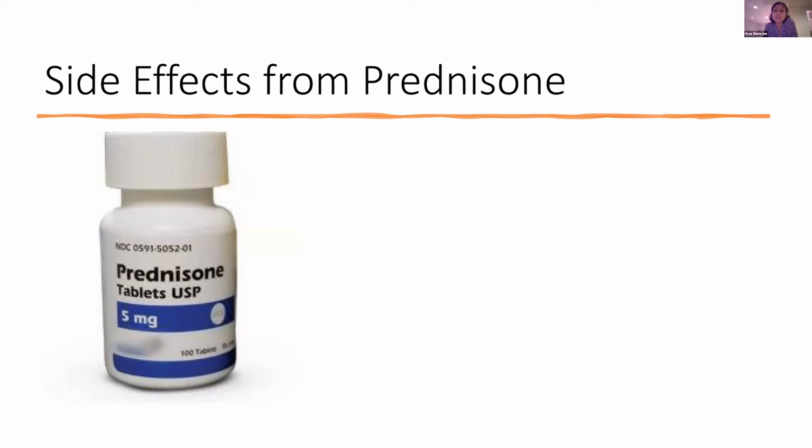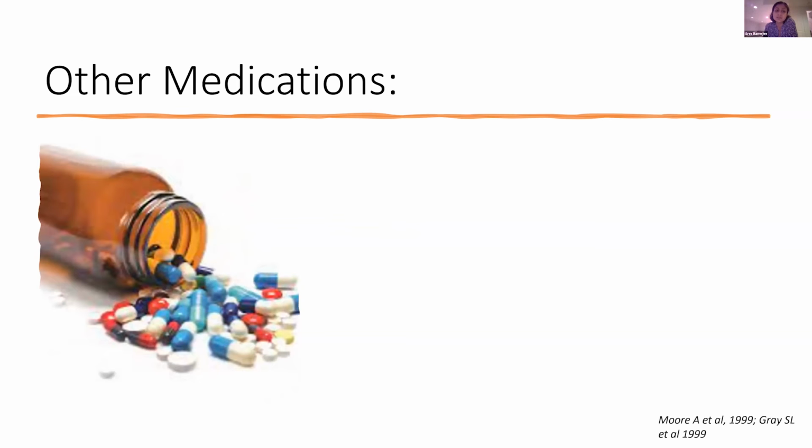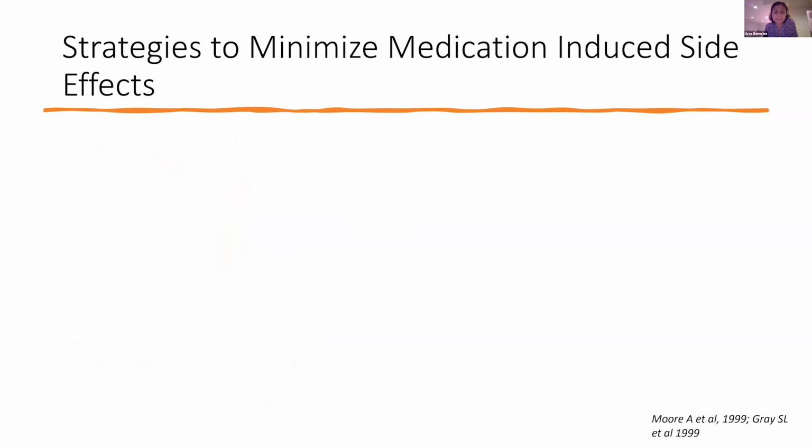This talk obviously would be incomplete if I didn't talk about the side effects from prednisone, which can cause symptoms such as cognitive issues, emotional lability, psychosis, and confusion, which can look like brain involvement from the vasculitis. These symptoms are usually dependent on the dose and the duration of treatment with glucocorticoids, and then disorientation. Other medications which can cause similar side effects include the medicines used for insomnia, for pain, and for anxiety.